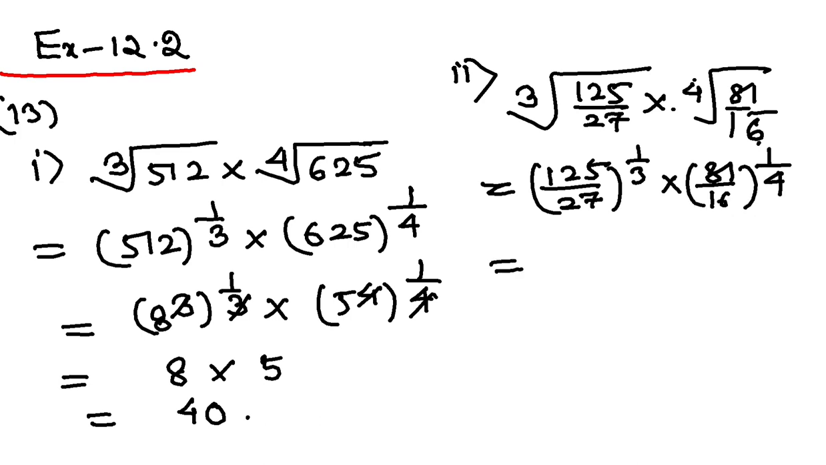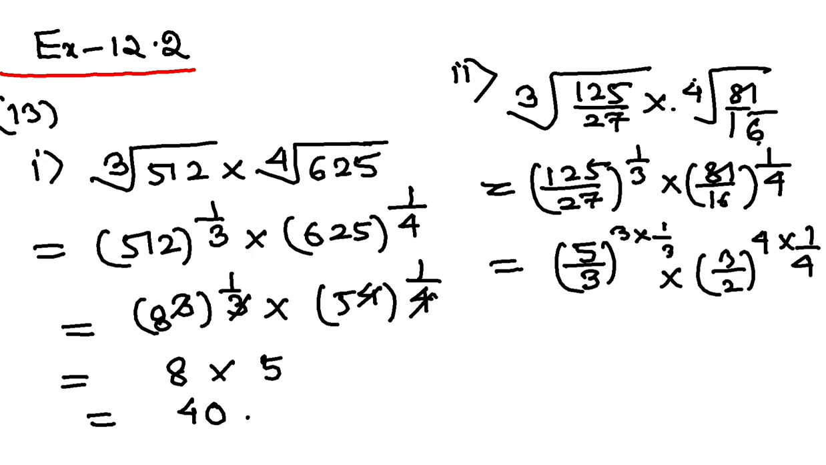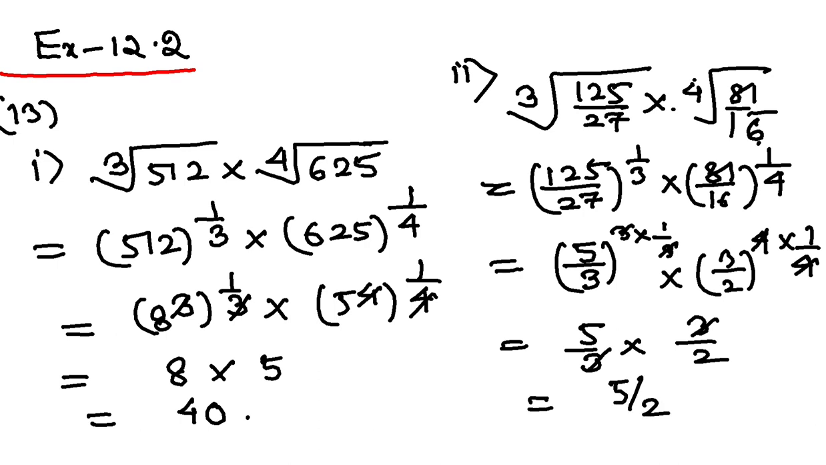So now 125 is 5 cube, 27 is 3 cube. So this can be written as 5 by 3 whole cube into 1 by 3 is already there, isn't it? Into 81 is 3 to the power 4. So this is 3 by 2 whole to the power 4 into 1 by 4. So 3 and 3 cancelled over here. So I am left with 5 by 3 into 4 and 4 cancelled over here. So I am left with 3 by 2. 3 and 3 cancelled again. So the final answer of this particular question is 5 by 2. Alright. So this is question number 1 and 2.